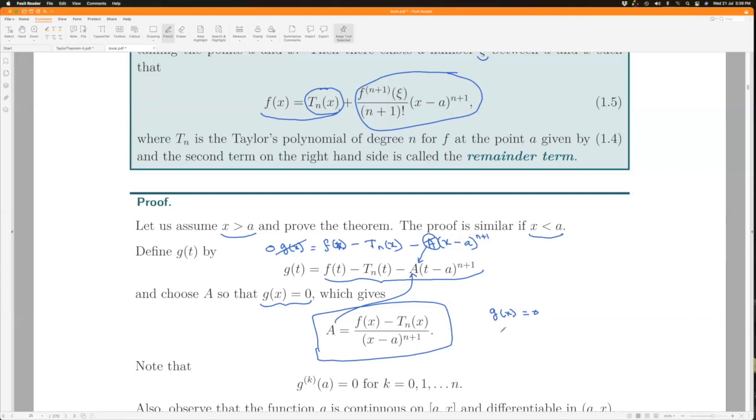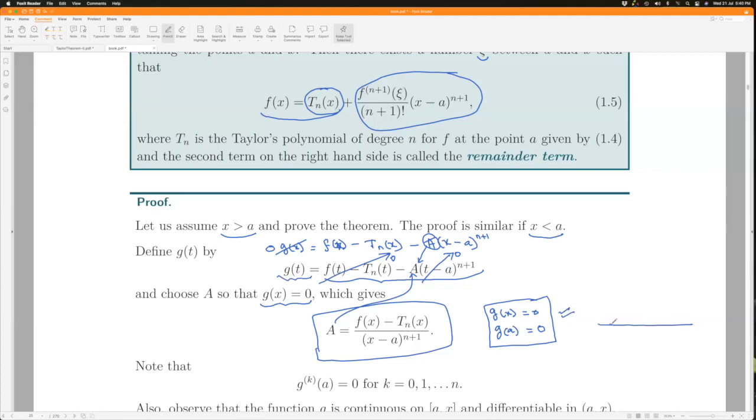And you can easily see that g of a is also equal to 0. That you can directly see from the expression. You just put t equal to a here. This term right away goes to 0. In this term, every higher order term has x minus a, so everybody goes, only the constant term survives, and that is f of a. And here you have put t equal to a. Therefore, this also is f of a minus f of a. So this will also go to 0. So therefore, you have 2 points at which this magic function g, which we have defined, vanishes, right?